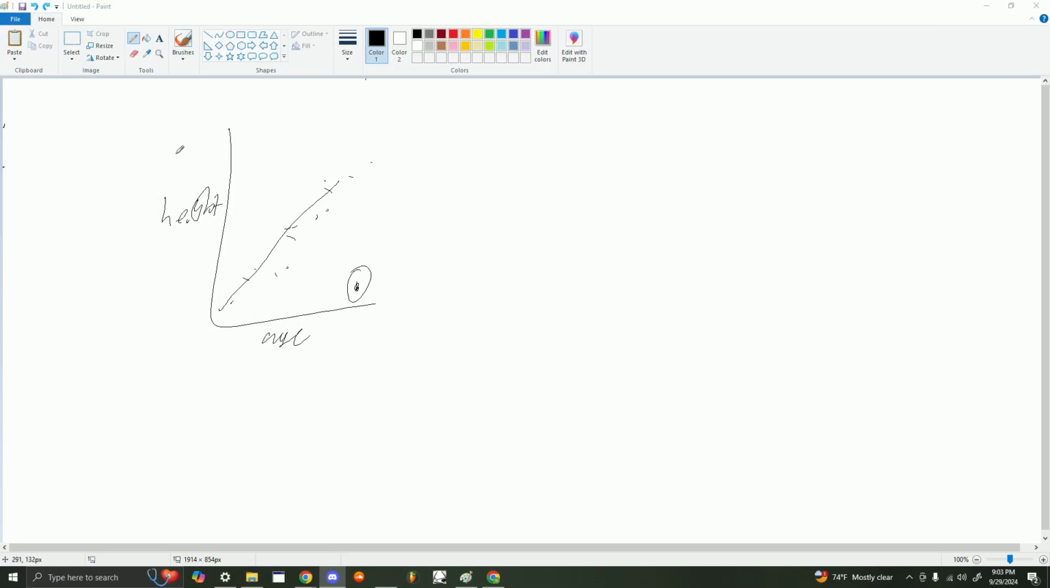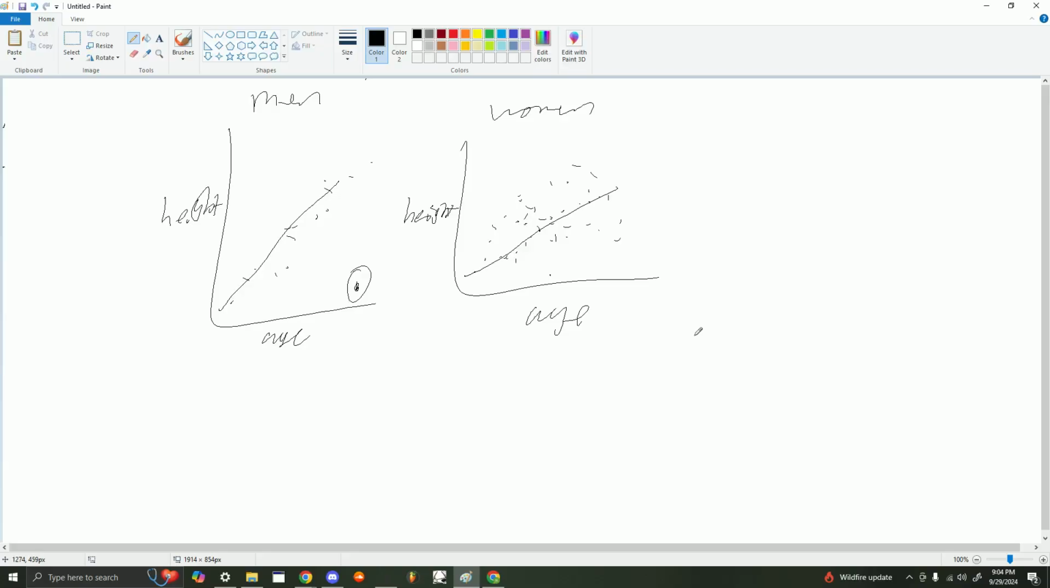Okay, so let's say this is age and height in men, and then this is age and height in women. Would you say there's more of a correlation between the age and height in men or in women? Men. Why? Explain it, Gavin.